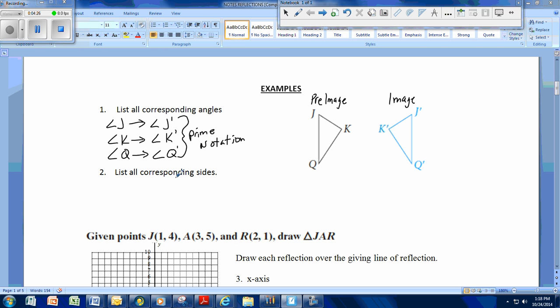Now let's talk about the corresponding sides, the sides that match. Let's start with side JQ. JQ maps onto J prime Q prime. JK mapped onto J prime K prime. And finally KQ mapped onto K prime Q prime. That's how those things are related.